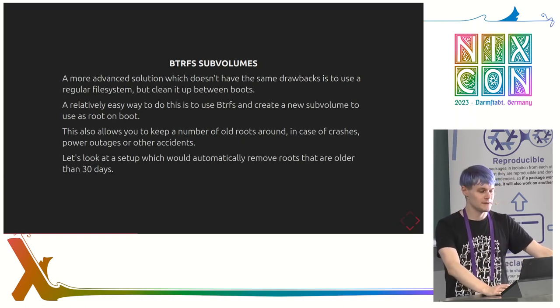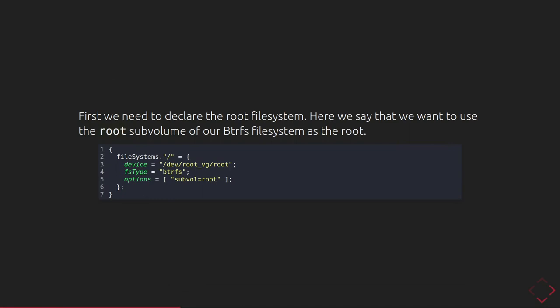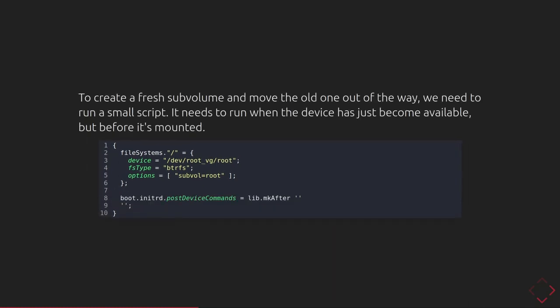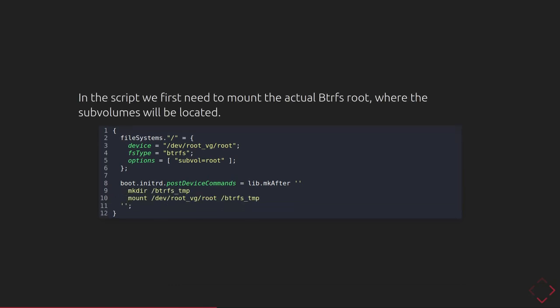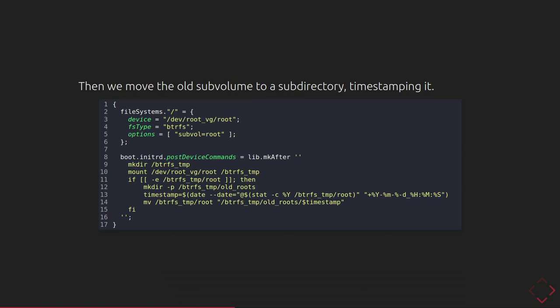So let's look at a setup that would automatically remove roots that are older than 30 days. First of all, we need to declare the root file system. And here we just say that the root subvolume of our btrfs file system is to be used as the root. And then we want to create a fresh subvolume and move the old one out of the way. We need to run a small script. And it needs to run when the device has just become available, but before it's mounted. You can accomplish that with the postDeviceCommands option. So first of all, we need to mount the actual btrfs volume, and that's where the subvolumes will be located. Then we move the old subvolume to a subdirectory and timestamp it.